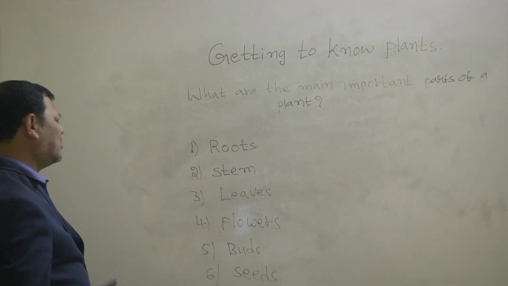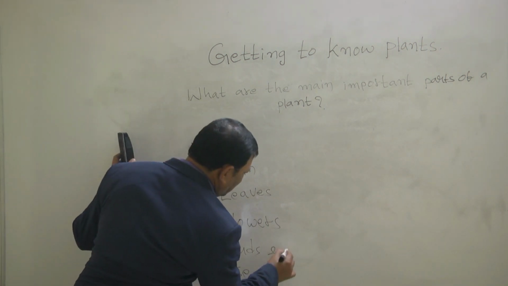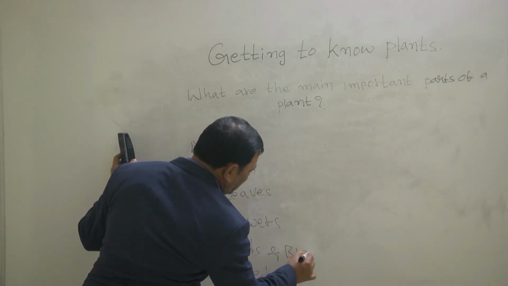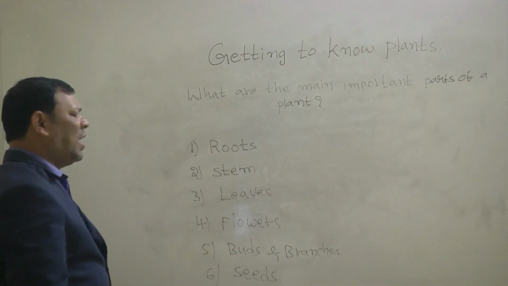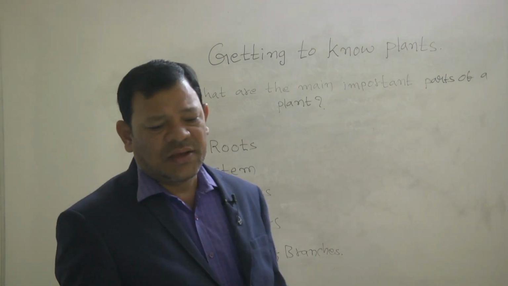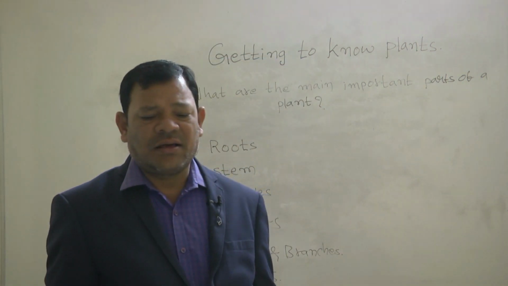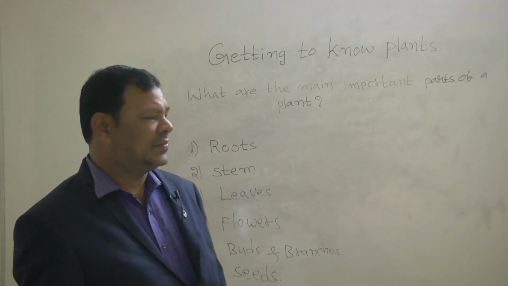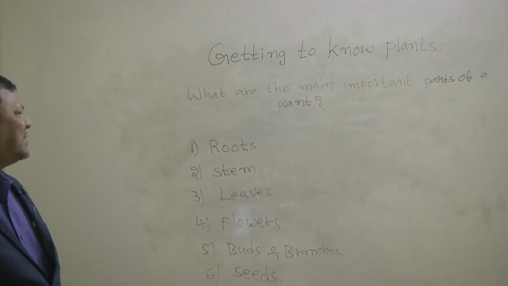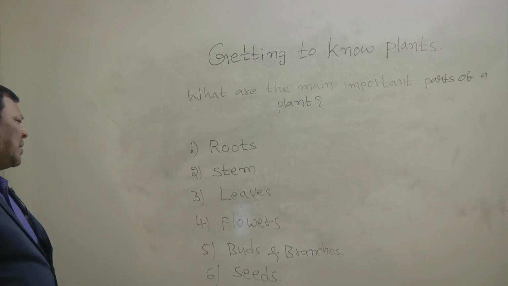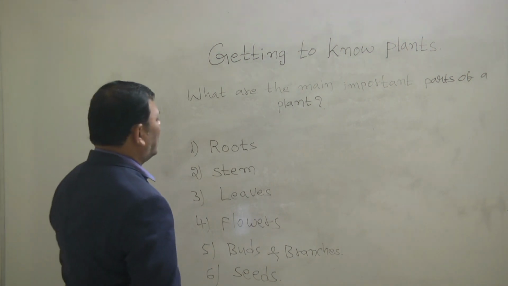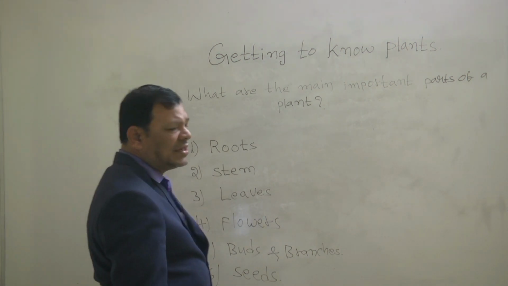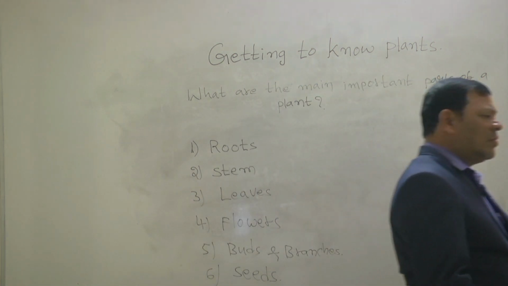Actually, if you are saying buds and branches, if you see the plant, generally we can see these are the parts of the plant. What are the parts we can see? Roots, stem, leaves, flower, buds, branches, seeds. Each part we can discuss in a detailed way. Okay.